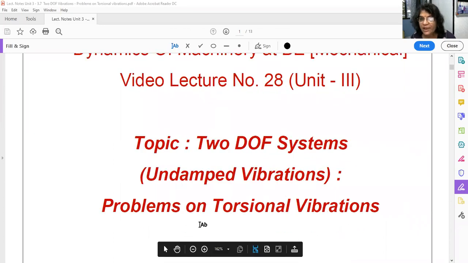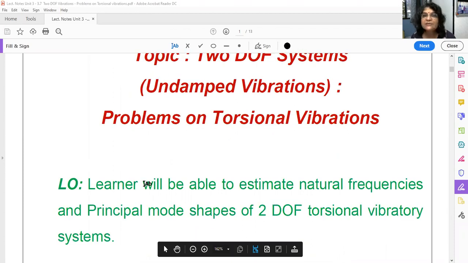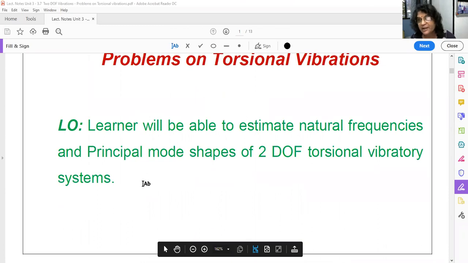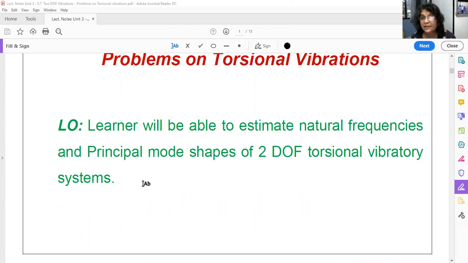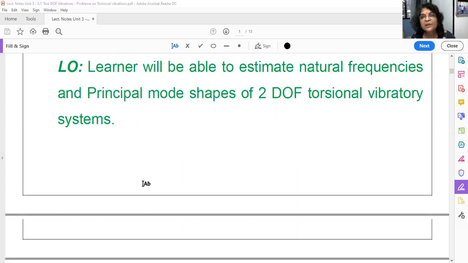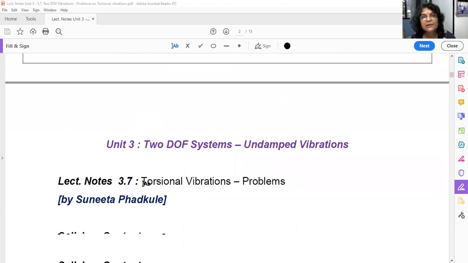And today we are going to learn problems on torsional vibrations. So the learning outcome is you will be able to estimate natural frequencies and principal mode shapes, that is also known as the amplitude and node plot of a 2D wave torsional vibratory system. So let us have a look at the recap.